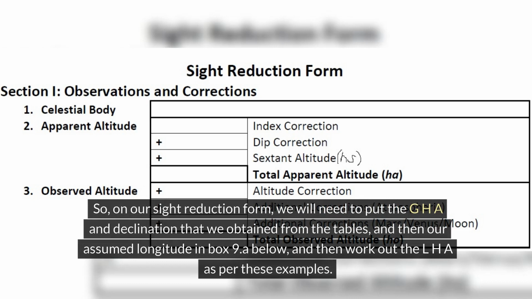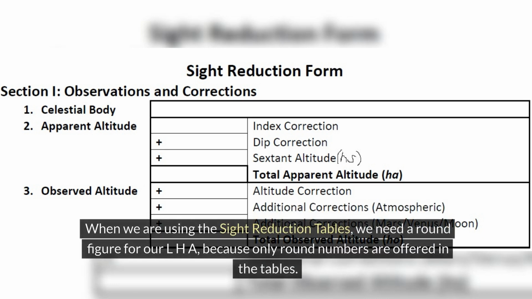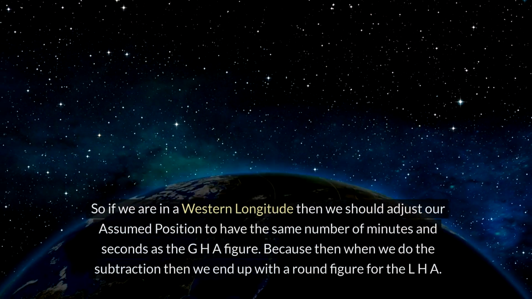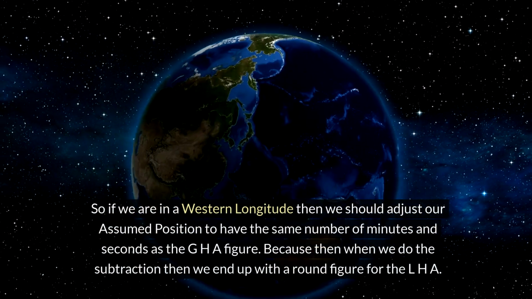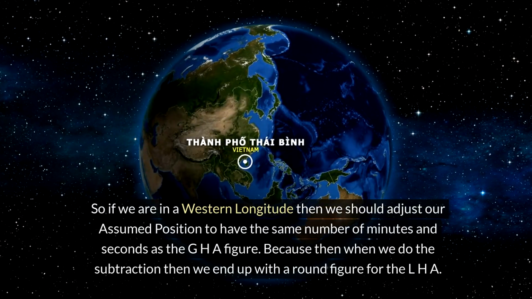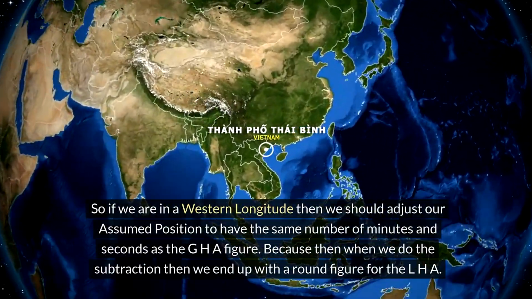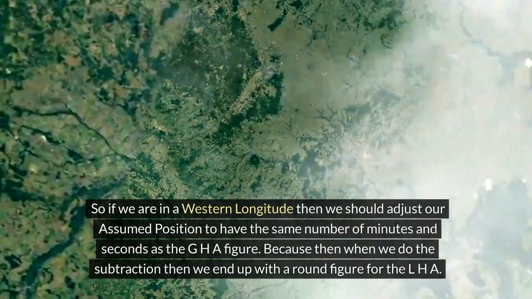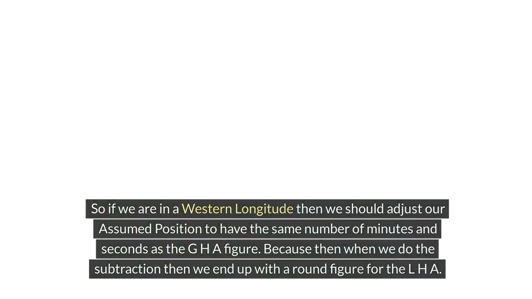So on our sight reduction form, we will need to put the GHA and declination that we obtained from the tables, and then our assumed longitude in box 9A below, and then work out the LHA as per these examples. When we are using the sight reduction tables, we need a round figure for our LHA because only round numbers are offered in the tables. So if we are in a western longitude, then we should adjust our assumed position to have the same number of minutes and seconds as the GHA figure, because then when we do the subtraction, we end up with a round figure for the LHA.